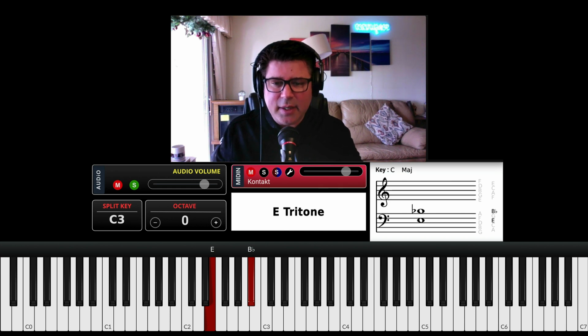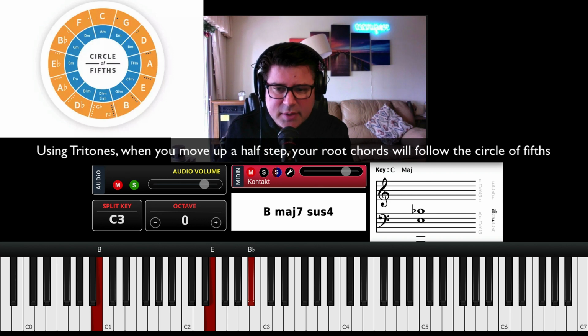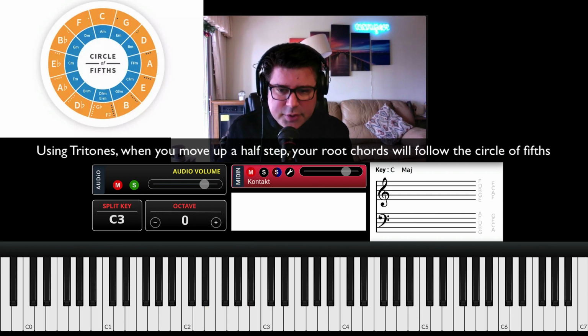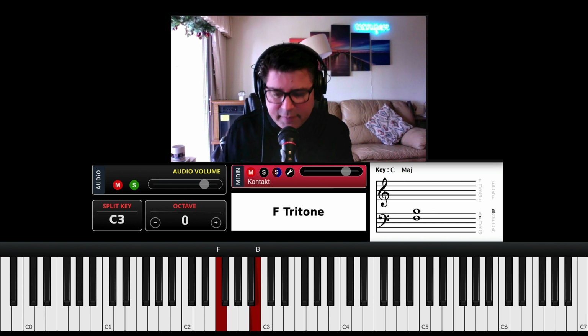Now the other cool thing, if you move up a half step, you're going up a fifth. So to get from our C chord to the G chord, you move the tritone up a half step. So as you can see, we have the 7 flat of G and the 3 of G right there. So everything's right here.